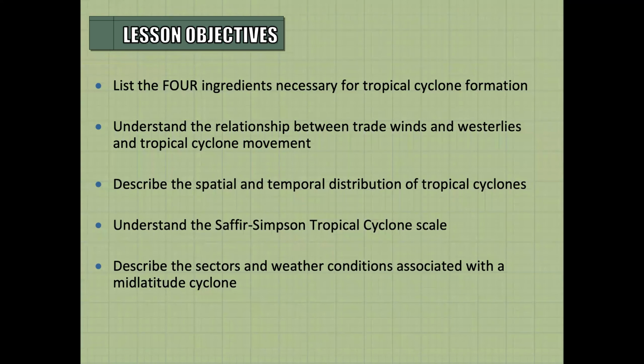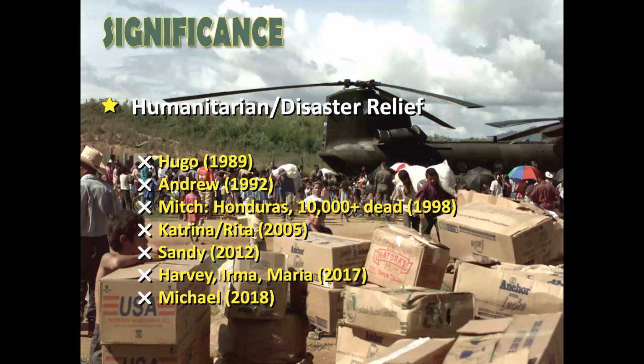So these are the objectives for this particular part of the lesson. The ingredients necessary for cyclone formation, and so on. Their significance, well, humanitarian relief. These are some of the more iconic hurricanes that have affected mainly the Atlantic. And so my list is very Atlantic-centric.